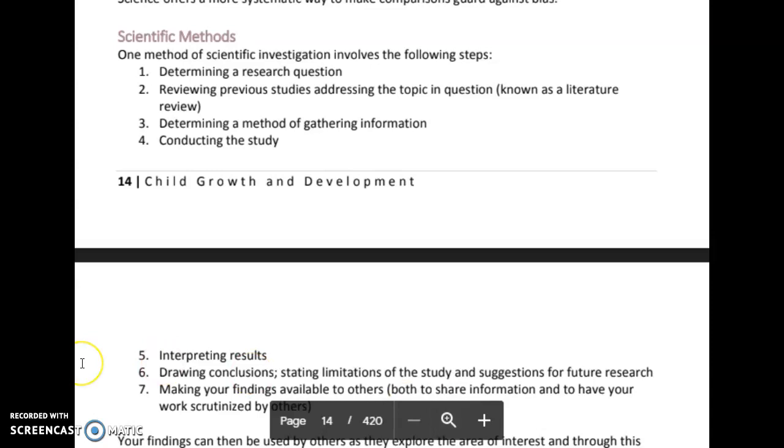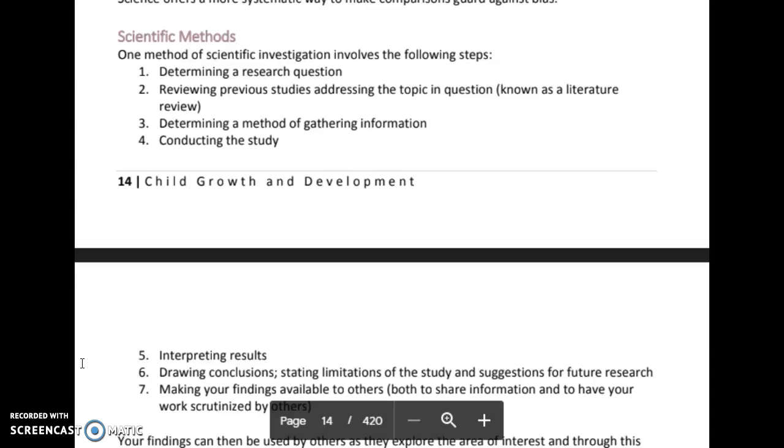Okay, so the first approach is the method of what they're calling scientific investigation. Most other method books are going to call it quantitative research in the aspect that you can quantitate your findings or mathematically, statistically support your findings.